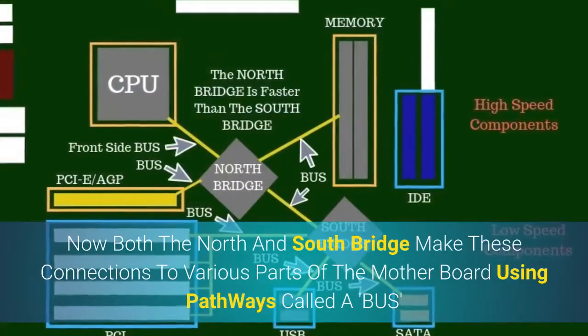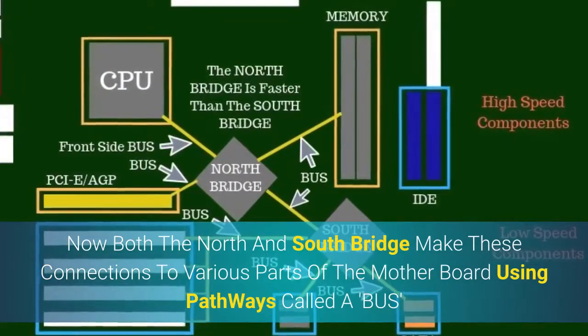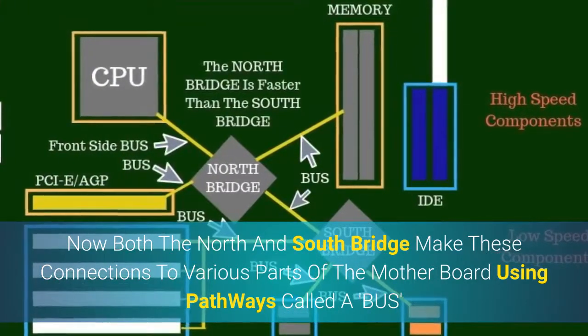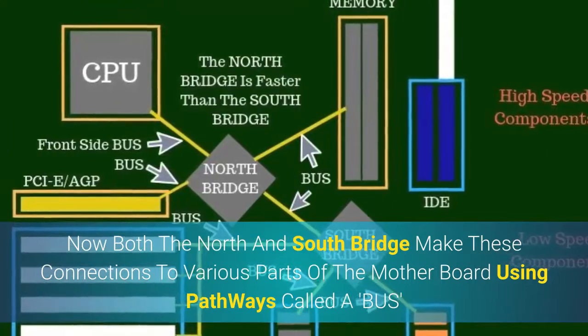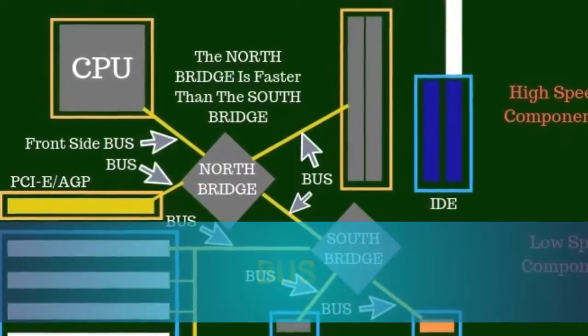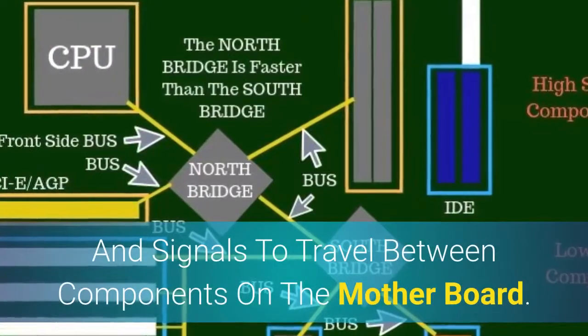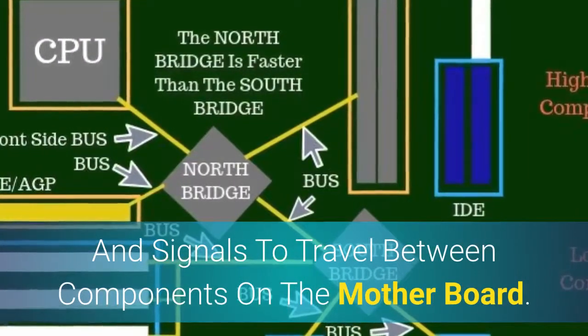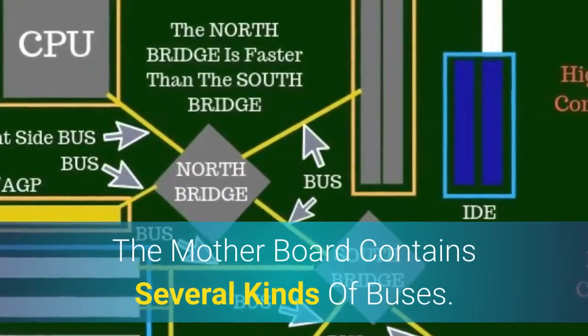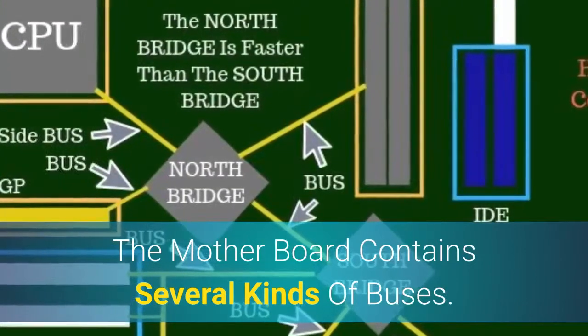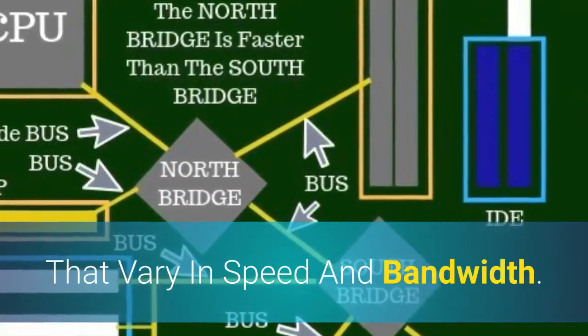Now both the North and South bridge make these connections to various parts of the motherboard using pathways called a bus. A bus is simply a set of pathways that allows data and signals to travel between components on the motherboard. The motherboard contains several kinds of buses that vary in speed and bandwidth.